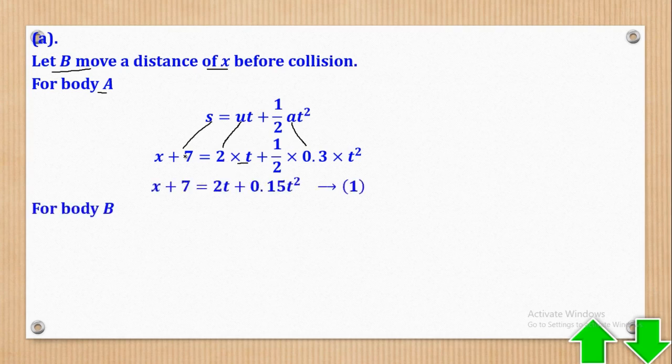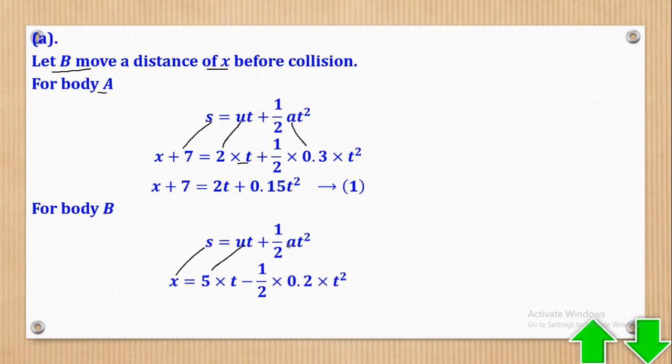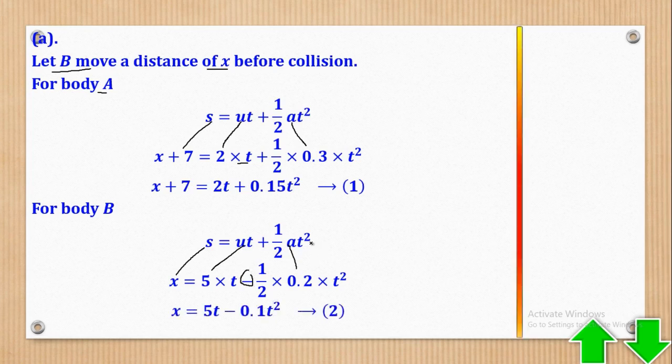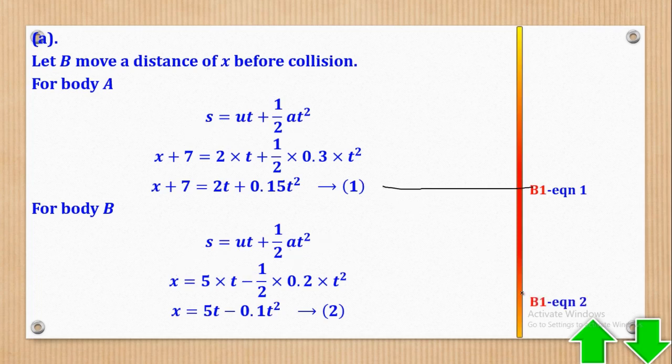Then for body B, the distance moved was x. So distance x, initial speed is 5. Acceleration is 0.2. But remember, it was a retardation. That is why there is a minus here. Therefore, that gives us equation 2. Now, before we go to the next slide, let's see marks for this. B1 for equation 1, B1 for equation 2. Now, these are 2 equations and 2 unknowns, so you have to solve simultaneously.